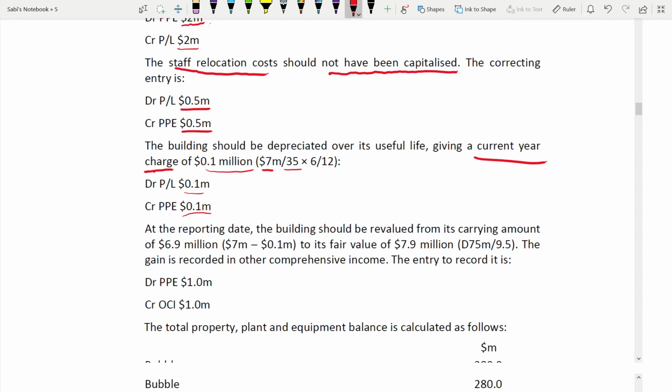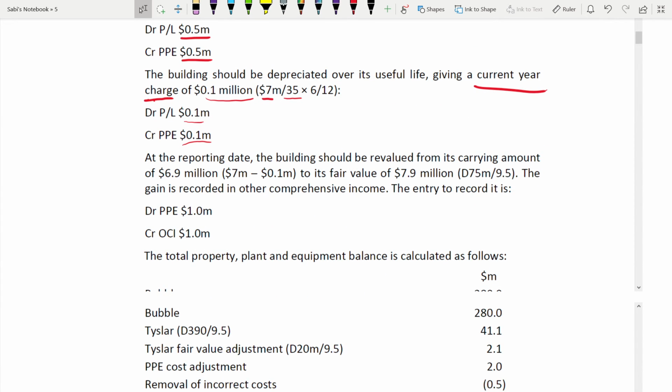Okay, now come at the reporting date. The building should be revalued from its carrying amount of 6.9 million to the fair value of 7.9 million. Okay, definitely building should be revalued because we told revaluation model. So carrying amount was 6.9 to its fair value of 7.9. How? Because it was 7, this is the open market price minus this depreciation. So 6.9 is the carrying amount from there to fair value.